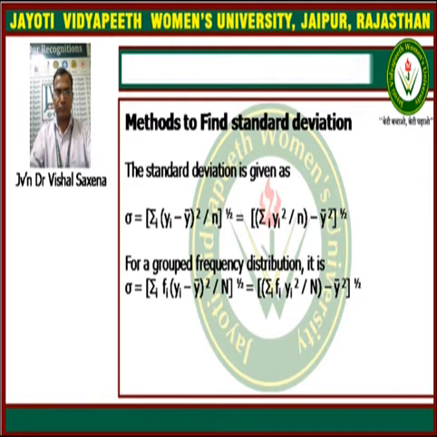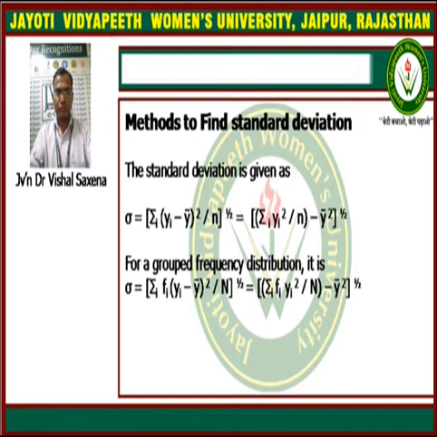In the individual series, the standard deviation is given by sigma equals summation of (yi minus y bar) whole square upon n, all raised to the power half. It can be further simplified to summation of yi square upon n minus y bar square, raised to the power half. That means it is under root.